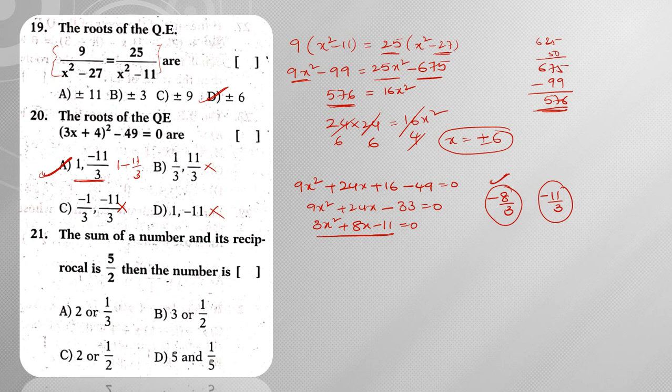Next, sum of a number and its reciprocal is 5 by 2. So already we have one such problem. x plus 1 by x is equal to 5 by 2. How can you write 5 by 2? It is nothing but 2 and a half. 2 and a half means I can write as 2 plus 1 by 2. So from this clearly I can say x is equal to 2 or 1 by 2, because whenever you are having the reciprocal concept, a plus b can be written as b plus a, so that is nothing but 2 or 1 by 2.